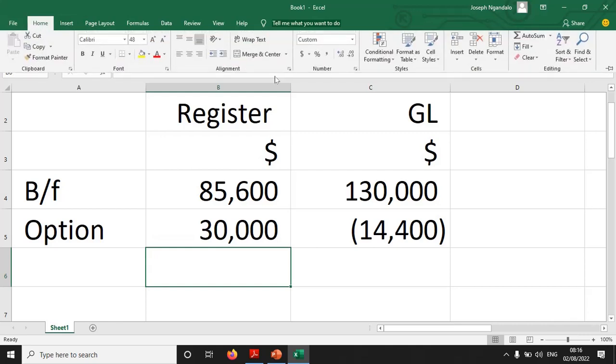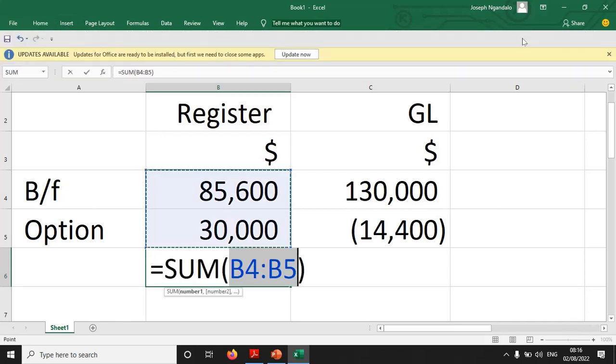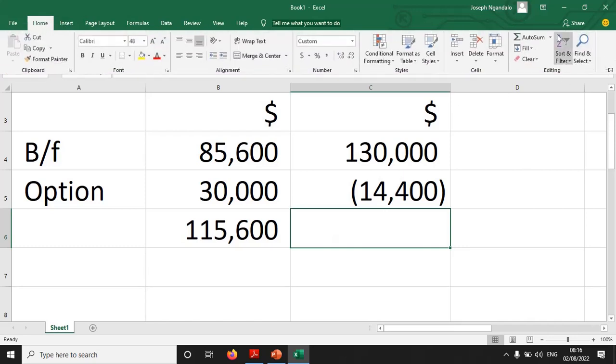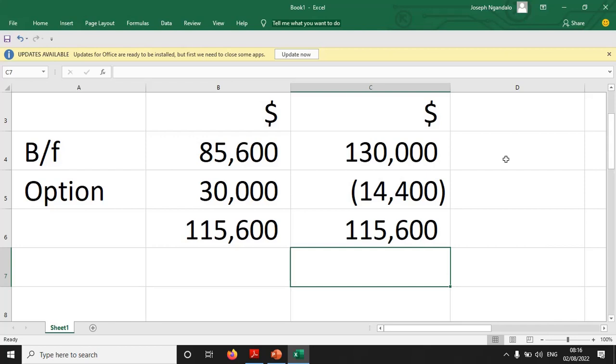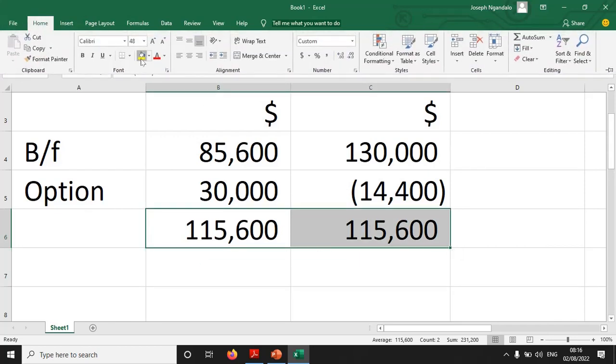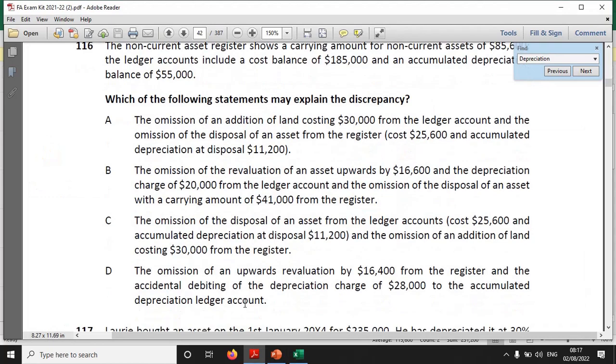Yes. So let's try to check here if these numbers are tallying. Is that okay? So these numbers are tallying, right? So meaning that this is the option that we were looking for, isn't it? Is that correct? This is the option that we're looking for. You can try out the last option and try to see if it makes sense to you.